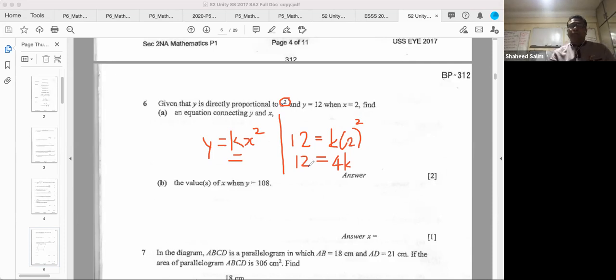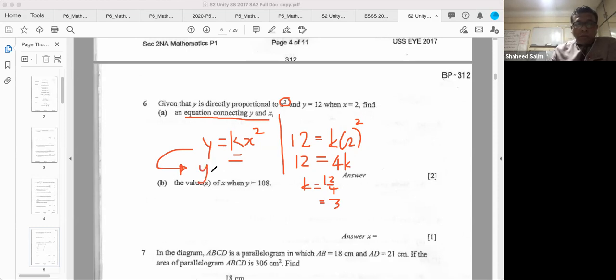4 times what equals 12? K equals to what? 3, yes. So now, Ryan, you rewrite this one. You rewrite, but make sure you just change the K to 3. That is your equation. So y equals 3x squared. Are we okay?